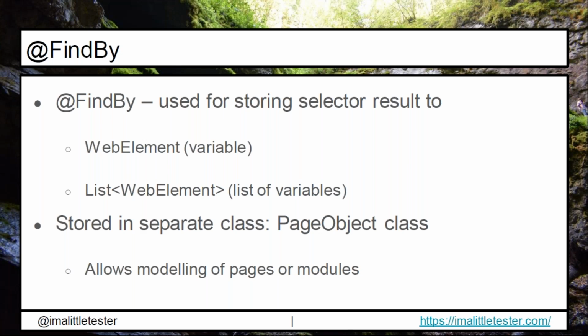For that, I'm using the @FindBy annotation, which is used for storing the result of a selector to what you specify, either a WebElement or a list of WebElement. As I said, I'm using the page object class, which means that all of these elements that I defined, all of the variables into which I store these elements, are available across a large number of tests. Every test that needs a particular page can access it and can use it in the test. I will show you just in a few slides. So the whole approach that I'm using is an annotation, then I define a selector, and I store the result of that selector to a variable.